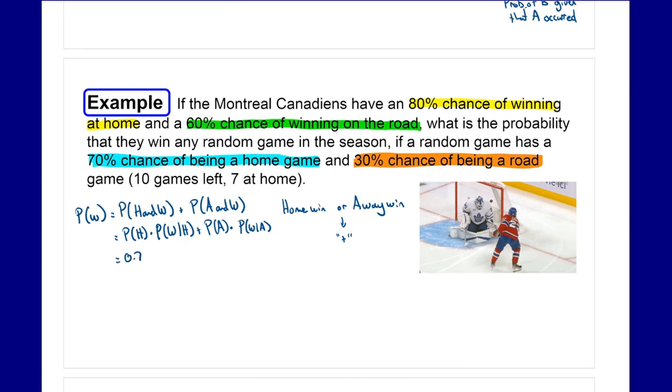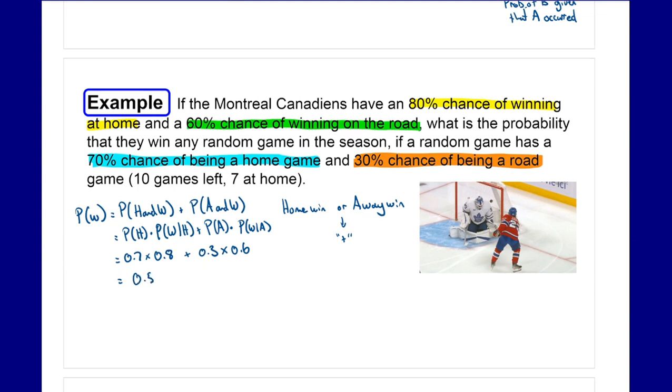0.7, because there's a 70% chance of it being a home game, multiplied by 0.8, because there's an 80% chance that they're going to win at home, plus 30% or 0.3 multiplied by 0.6. There's a 30% chance it's an away game multiplied by the 60% chance of winning that away game.